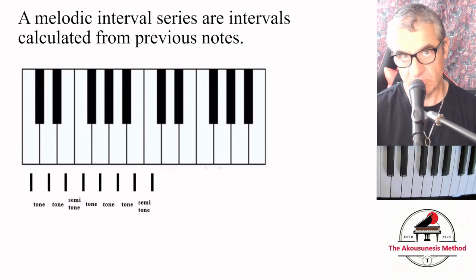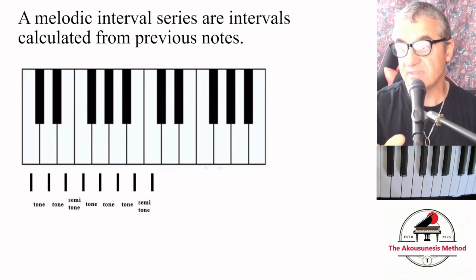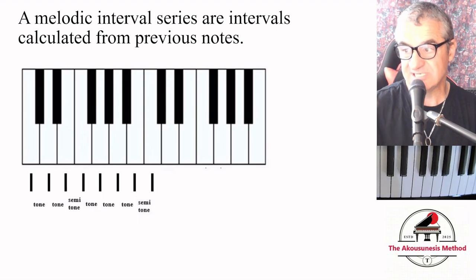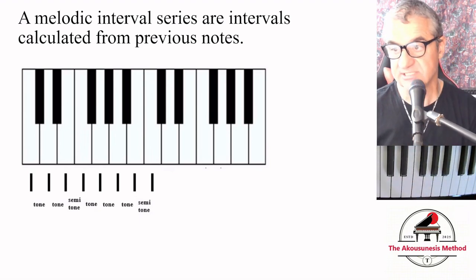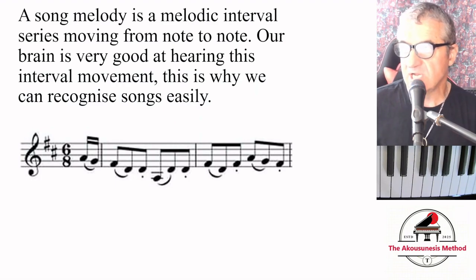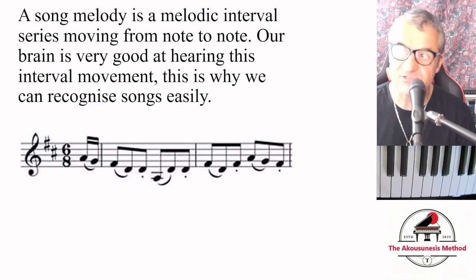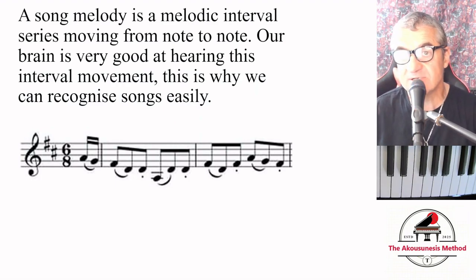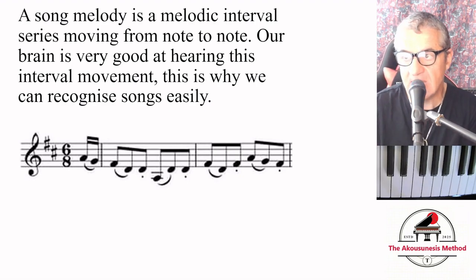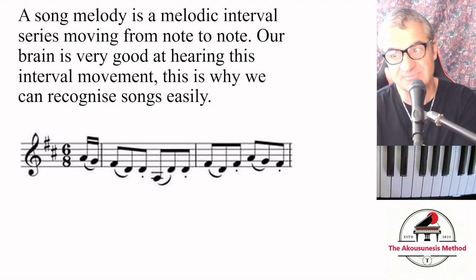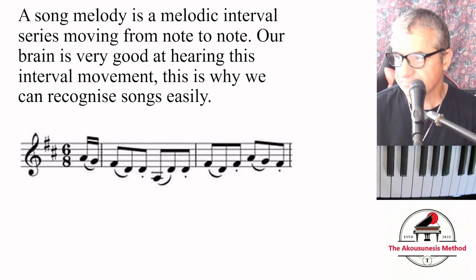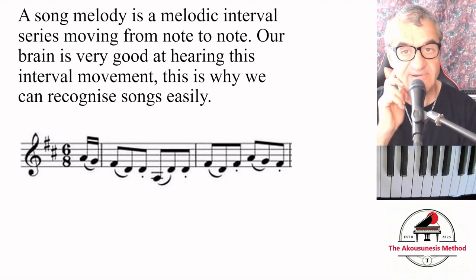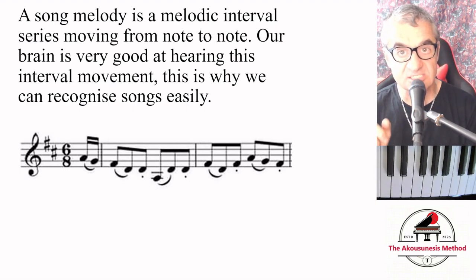So intervals work with tonality. The Western major scale is just a group of intervals. That's all it is. So a song melody is a melodic interval series, moving from note to note. So when you're playing a melody, you're going up, you're going down, you're staying the same spot, right? And it has rhythm, melodic rhythm. This is why we recognise songs instantly. We're very good at recognising songs.